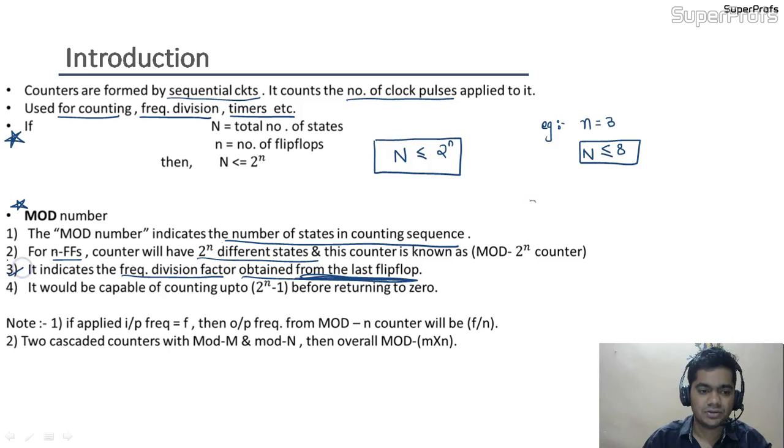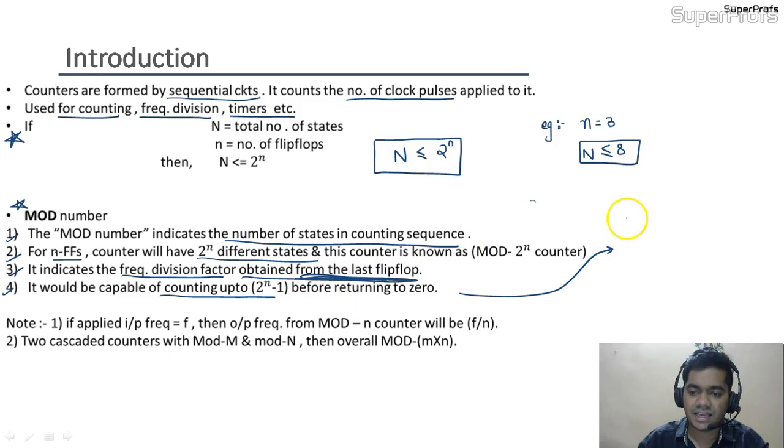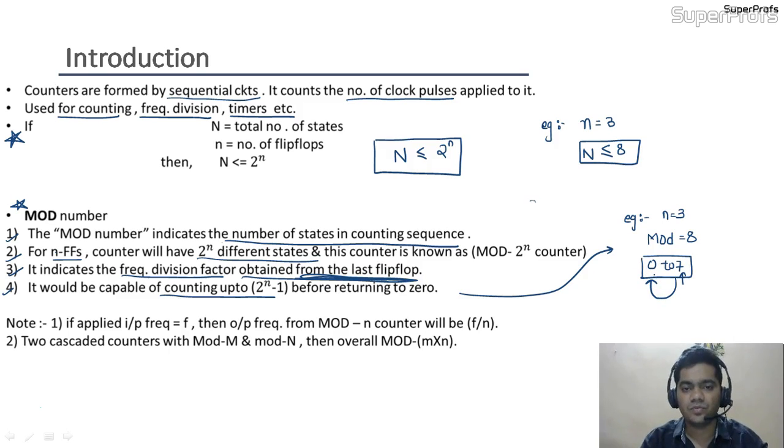So the third point is understood, the second point is understood, and the first point is understood. The fourth point is that it would be capable of counting up to 2 raised to the power n minus 1 before returning to 0. To understand this, take an example with n equal to 3. It means the mod would be 8 and it would be able to count from 0 to 7. After reaching 7, it would again return to 0 and start counting 0, 1, 2, 3, 4, 5, 6 and 7. So this is representing the mod number.